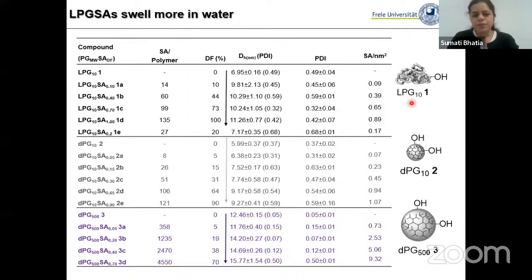So LPG swells more. And in fact, the size of LPG, if we look at these 10, 11, is more or less in the same range as the 500 kDa polymer. So this means this 10 kDa LPG is competing well with the 500 kDa DPG, even if it's only 10 kDa, a very, very small molecular weight in terms of polymer. Still, it is competing well with such a big molecular weight of the dendritic scaffold.